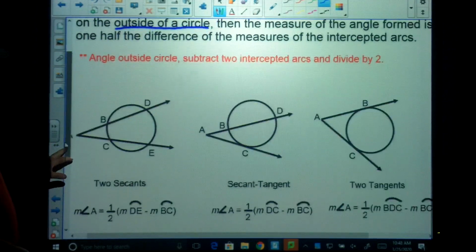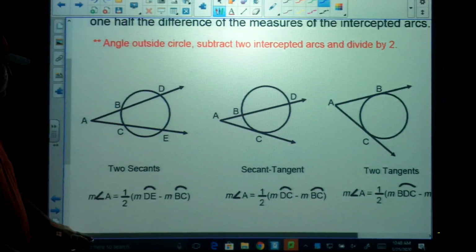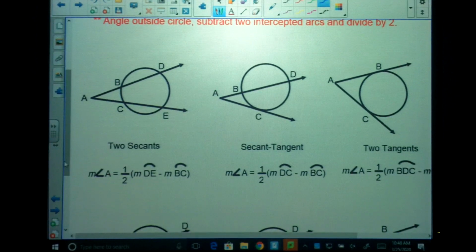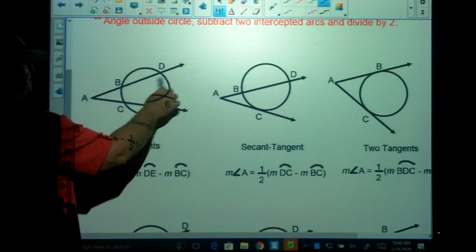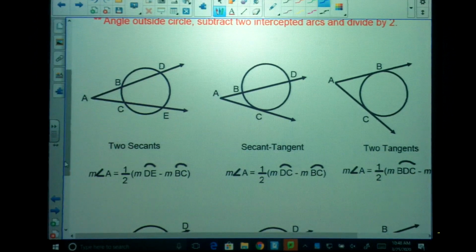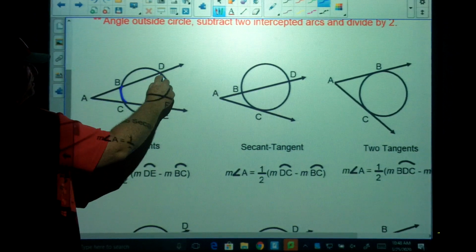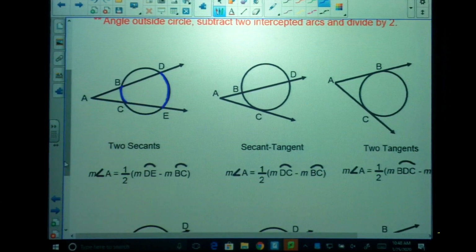So on this one here, we have two secants. Secant, secant. They intercept on the outside of the circle. So for this one, we have our intercepted arc here, our intercepted arc here. We're going to find those measures, subtract them from one another, and then divide by 2. Make sure that when you are subtracting them, you subtract the smaller number from the bigger number, because you can't have a negative angle.